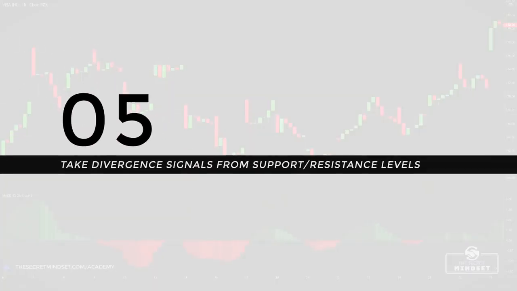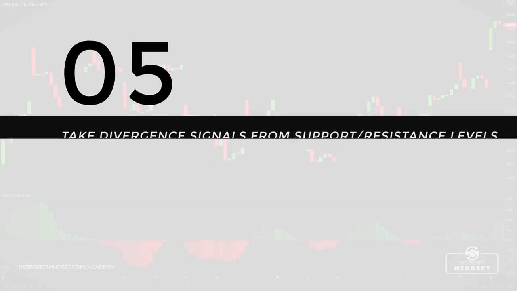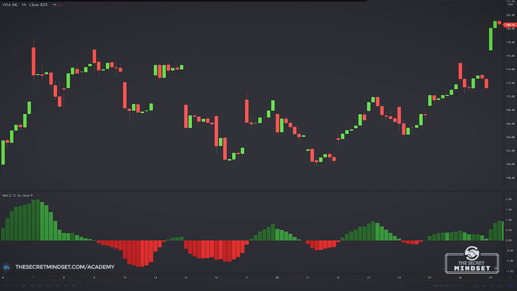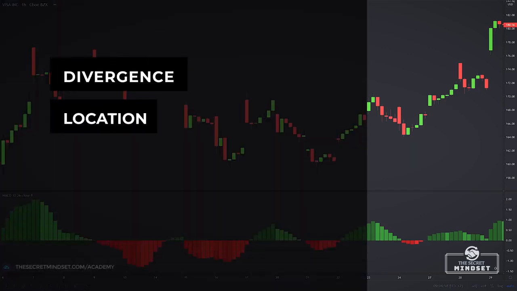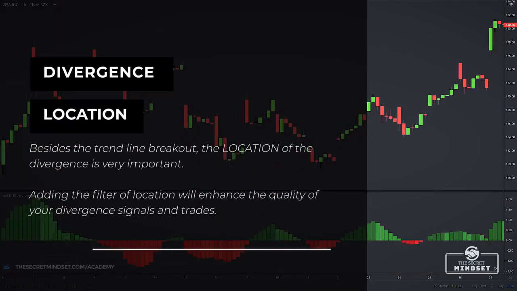Number 5. Take divergence signals from support and resistance levels. To avoid trade entries that don't go anywhere, I highly suggest you add another criteria and confirmation tools to your arsenal.